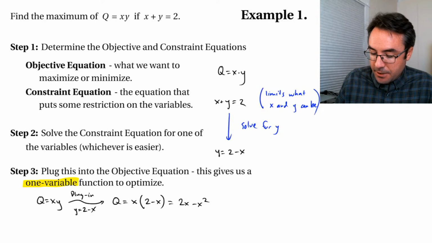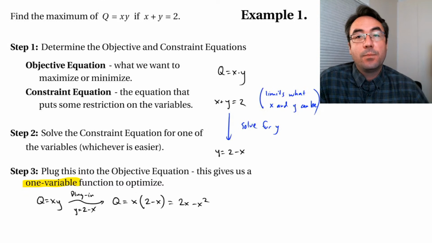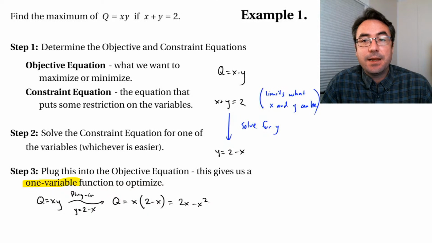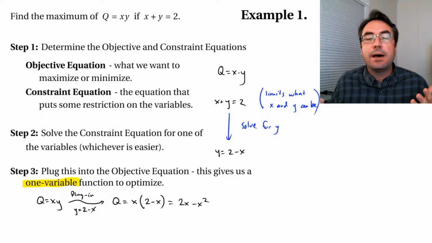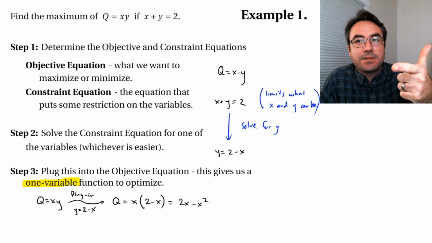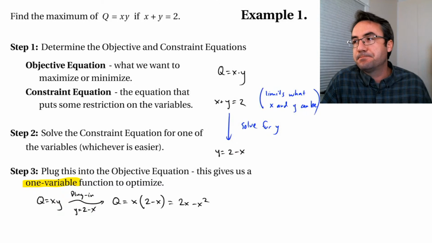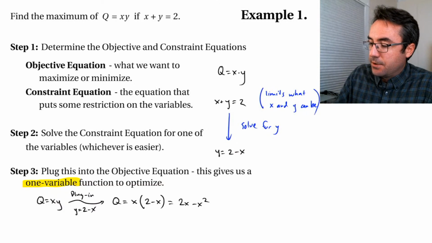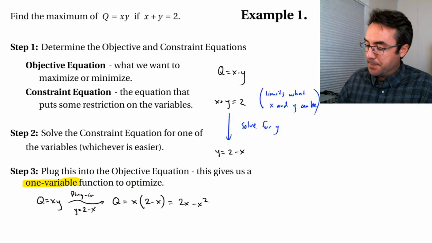So the upshot is, once we go through these 3 steps, we end up with a one variable function, and we know how to optimize a one variable function. Critical numbers, test the critical numbers, you're done. All right, so let's see that in the next step.